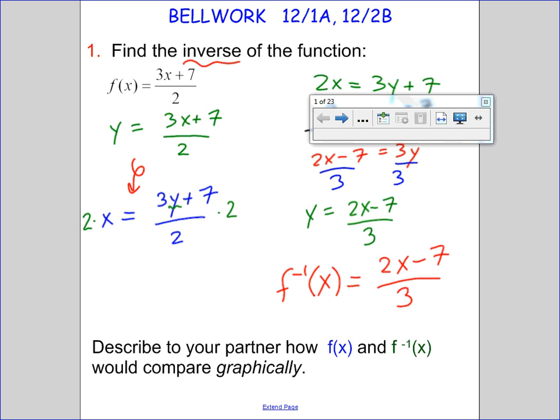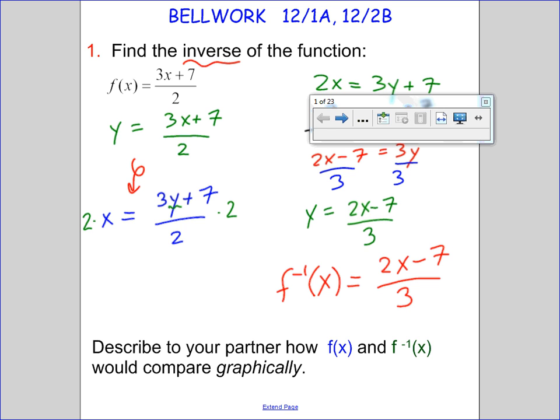At this time, I'd ask that you go ahead and check your paper and raise your hand if you already had f inverse is given by 2x minus 7 all over 3. Good, you guys. You could also have 2/3 x minus 7/3, and that would be entirely appropriate. And now we want to go ahead and see how these would compare graphically. So how do a function f and its inverse, f inverse, compare graphically, right? How do they compare graphically?